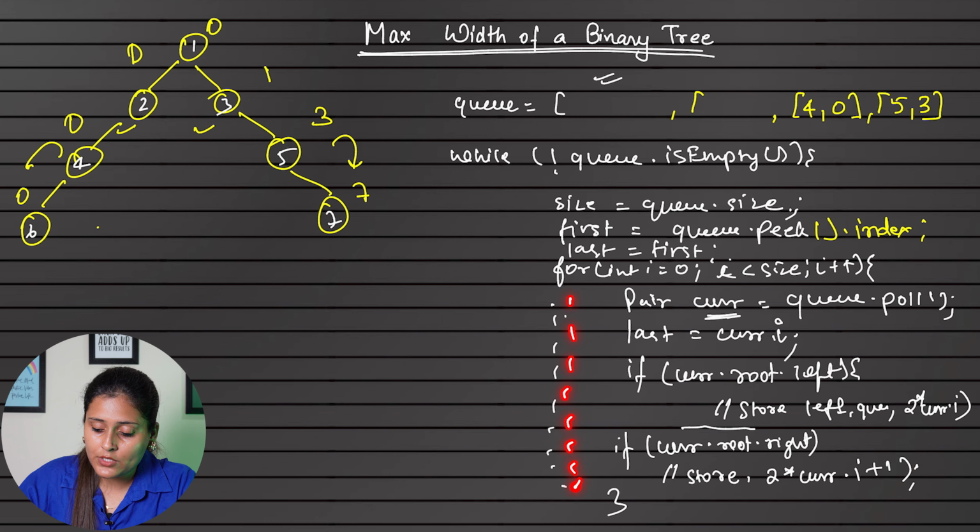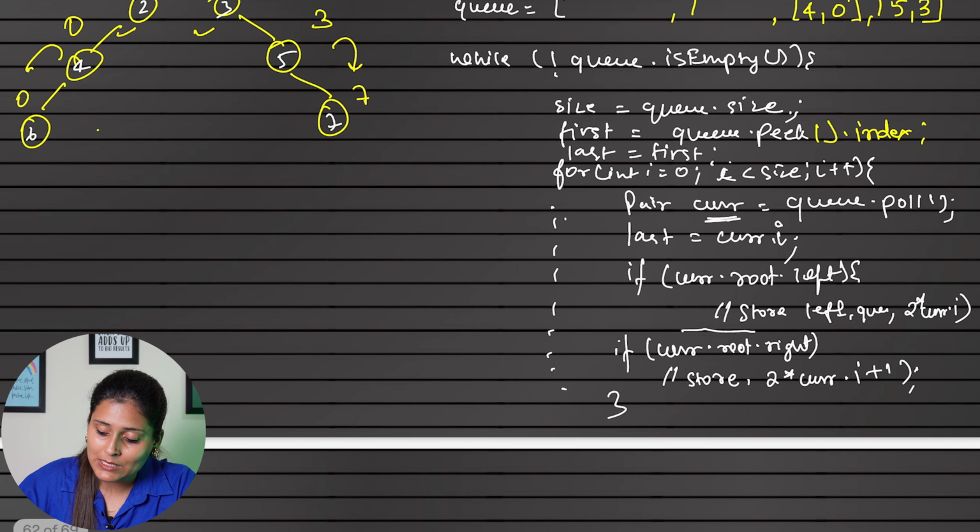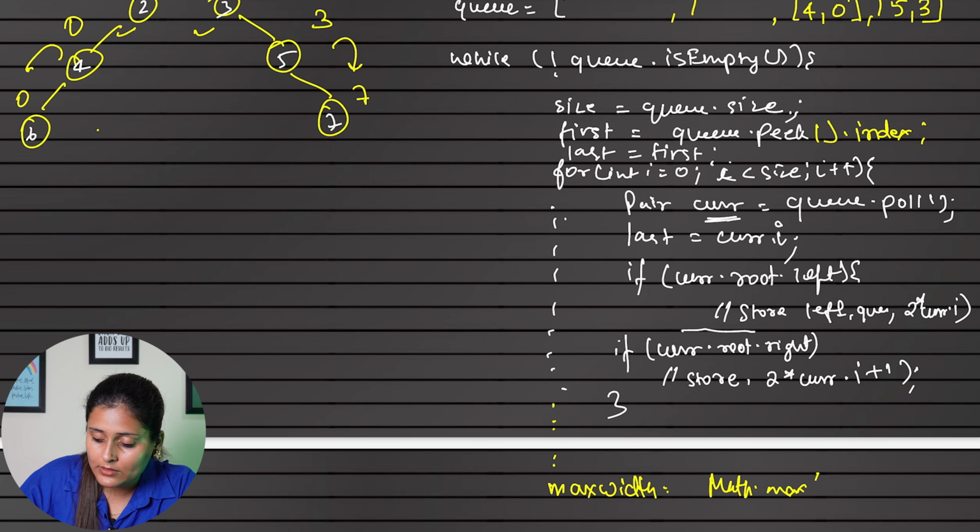Now we'll come out of this for loop. Now what do we have? We have first as 0 and last as 1, but we have to update our maximum width. So after coming outside the for loop, our task is to update the max width, with Math.max.